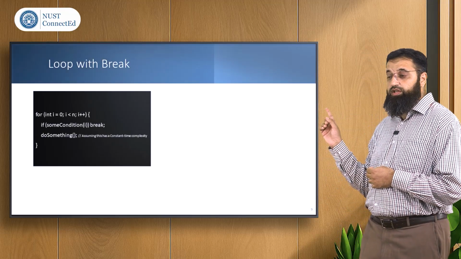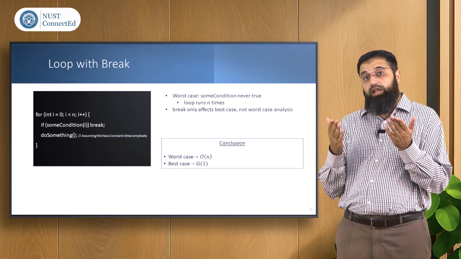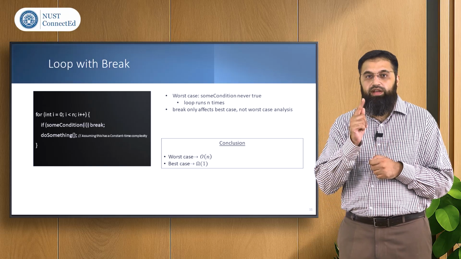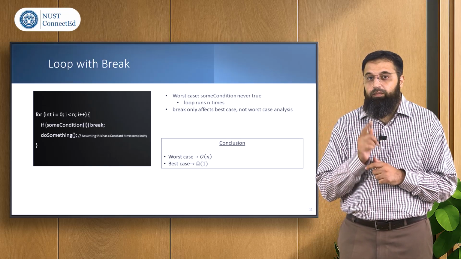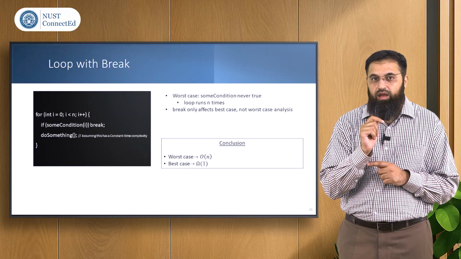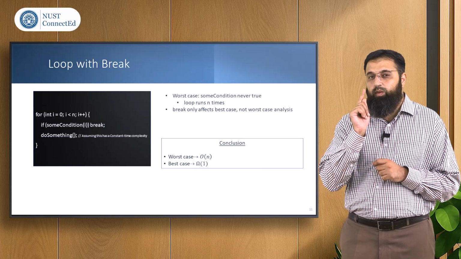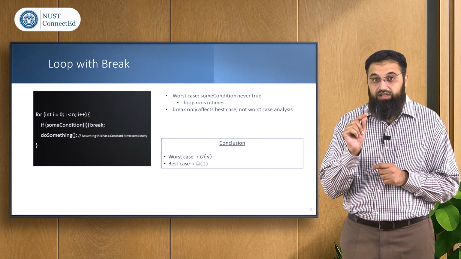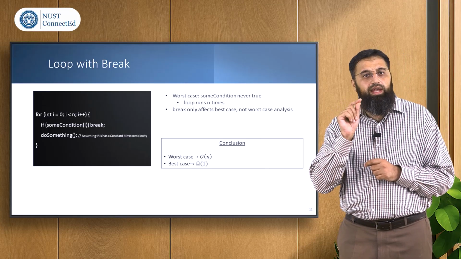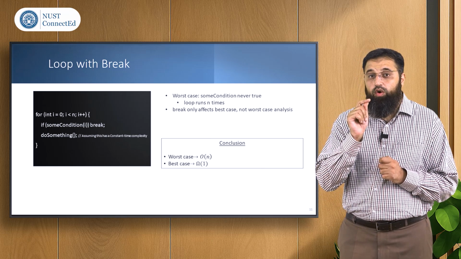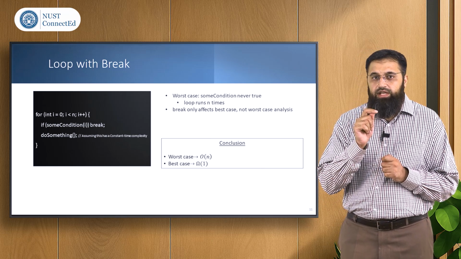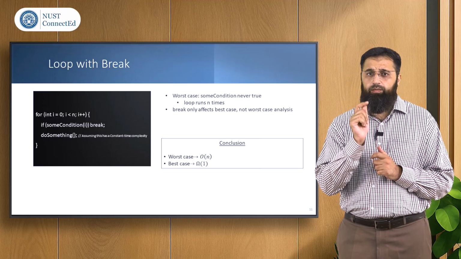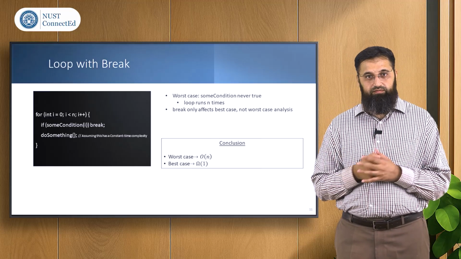Here's an interesting variation. This loop could end early if the target is found. In the best case, it stops after one iteration. That is Big Omega of 1, constant time. But in the worst case, the target is last or not present, so it goes through all n items. That is Big O of n. Even if a loop includes a break, we still focus on the worst case for Big O, unless told otherwise.